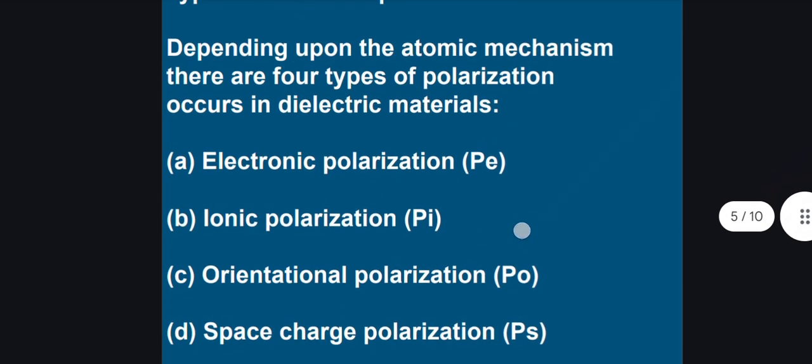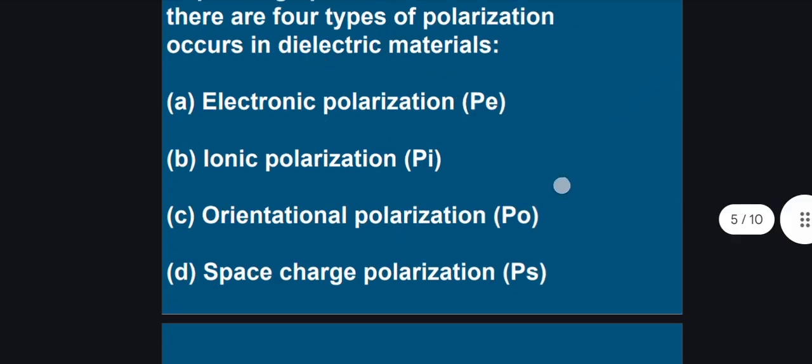Depending upon the atomic mechanism, there are four types of polarization that occur in dielectric materials. First is electronic polarization, second ionic polarization, third orientational polarization, and fourth space charge polarization. Let's see each one of them in detail.